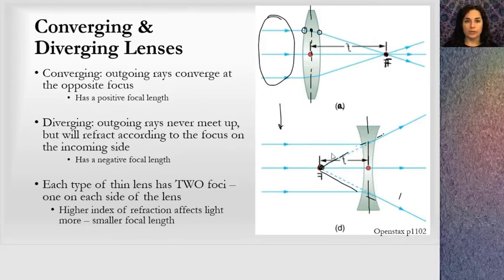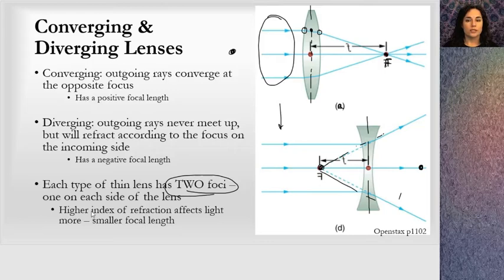One last thing I'm going to note, because I think these pictures are deceiving: each type of thin lens has two foci. They only have one drawn in here. So here's one, but I would say there's another one back here. Here's one, but there would be another one on this side as well. All thin lenses have two foci.